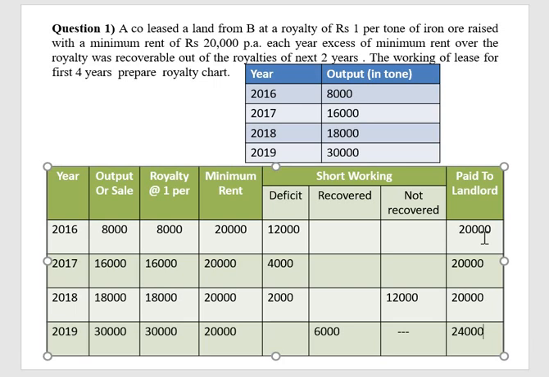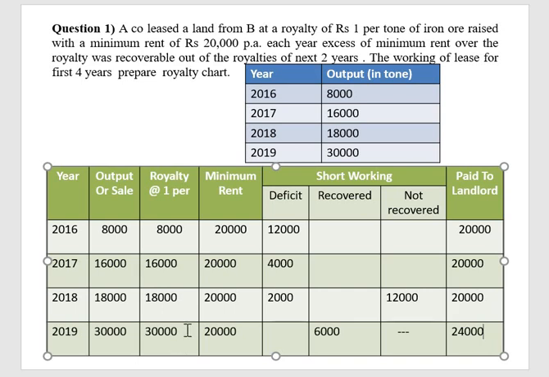Next is the payment to the landlord. Payment to the landlord means what? Actually, the payment to the landlord is a royalty. But if the royalty is less than the minimum rent, the minimum rent will be paid to the landlord. In all the three cases, the royalty is less, so only 20,000 will be paid to the landlord.